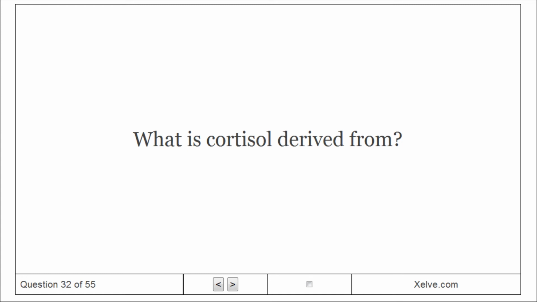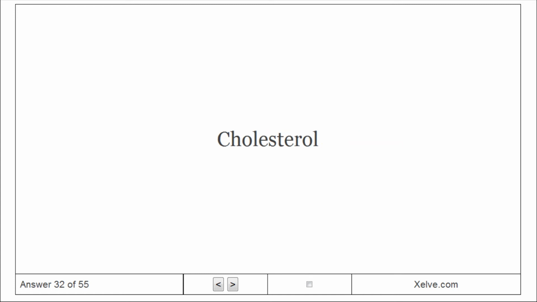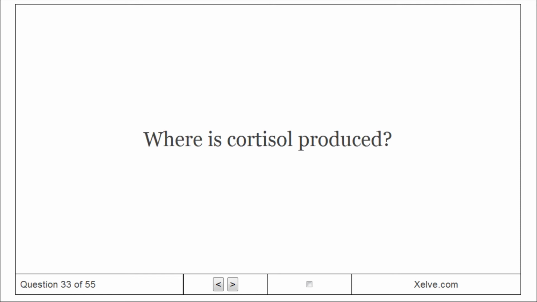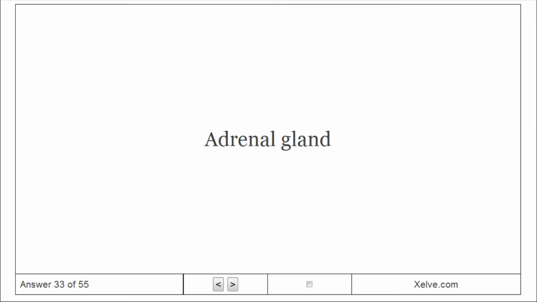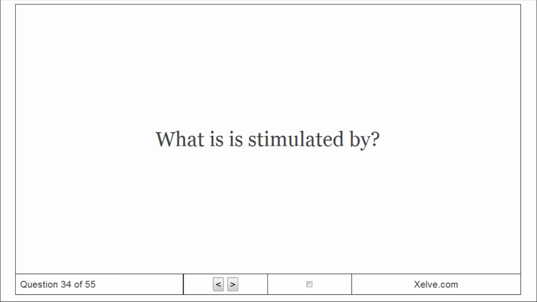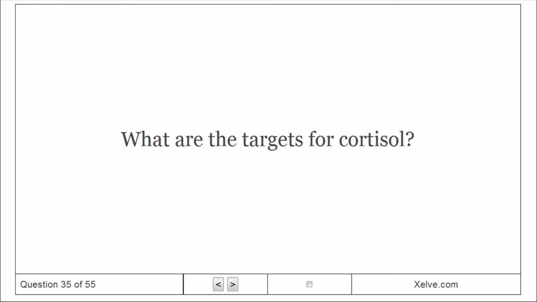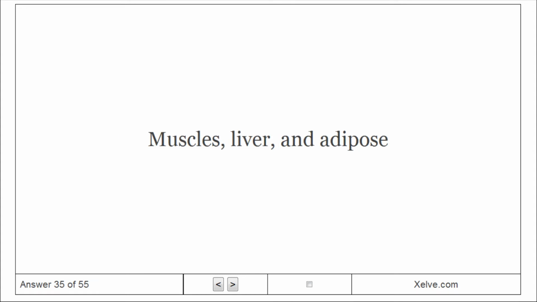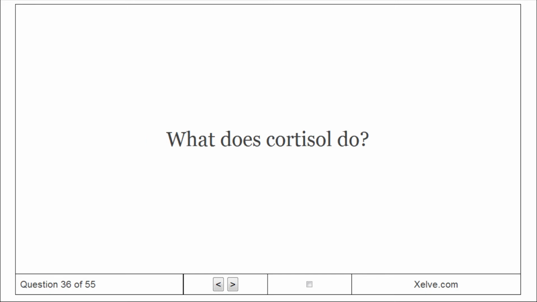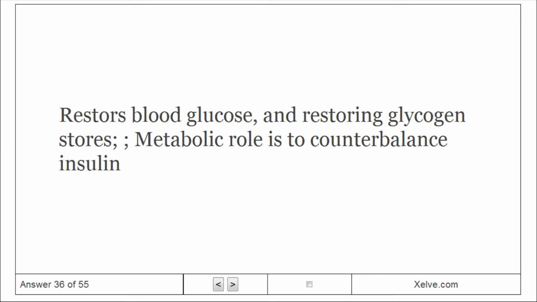What is cortisol derived from? Cholesterol. Where is cortisol produced? Adrenal gland. What is it stimulated by? Corticotropin hormone from the anterior pituitary gland. What are the targets for cortisol? Muscles, liver, and adipose. What does cortisol do? Restores blood glucose and glycogen stores. Metabolic role is to counterbalance insulin.